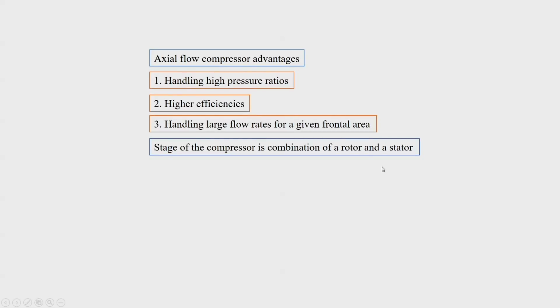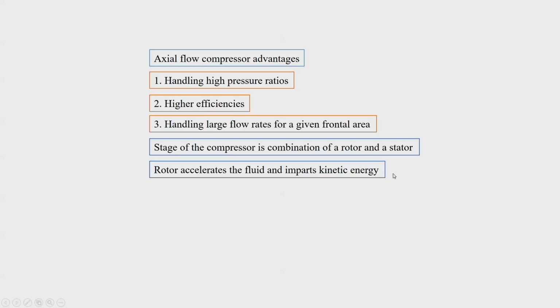Though both together impart a certain pressure rise to the compressor, the rotor would add the energy and then the stator would convert it into the pressure rise. So, this is how a combination of rotor and stator comprises a stage of an axial compressor.